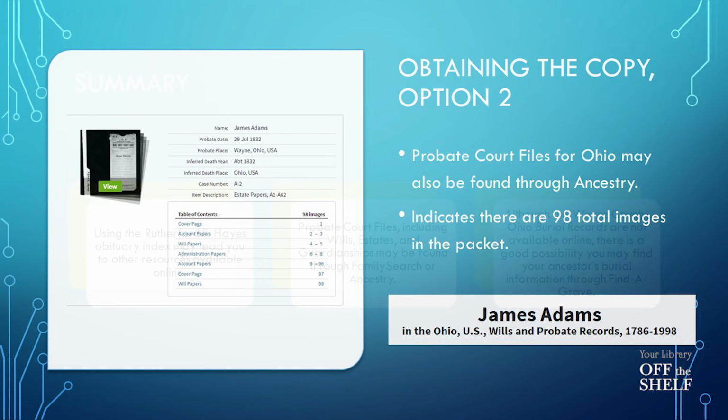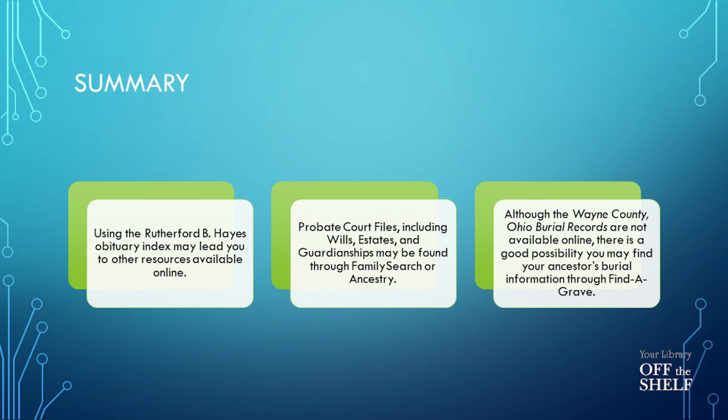So in summary, you can use the Rutherford B. Hayes Obituary Index to come up with some brief information about your ancestor. And then you can use the information provided within this index to try to find other resources that are now available free of charge at home. Probate court files, including wills, estates, and guardianships that may be found through FamilySearch or Ancestry. And although the Wayne County, Ohio burial records are not available online, there is a good possibility you may find your ancestors' burial information through Find a Grave or through BillionGraves or some other resource such as that.